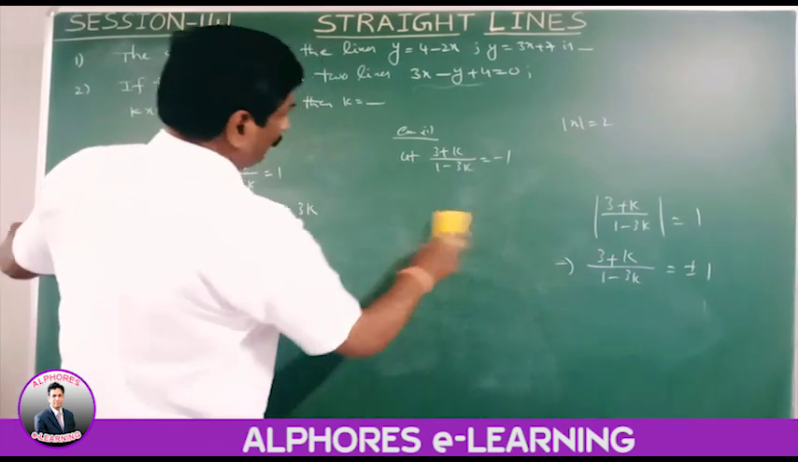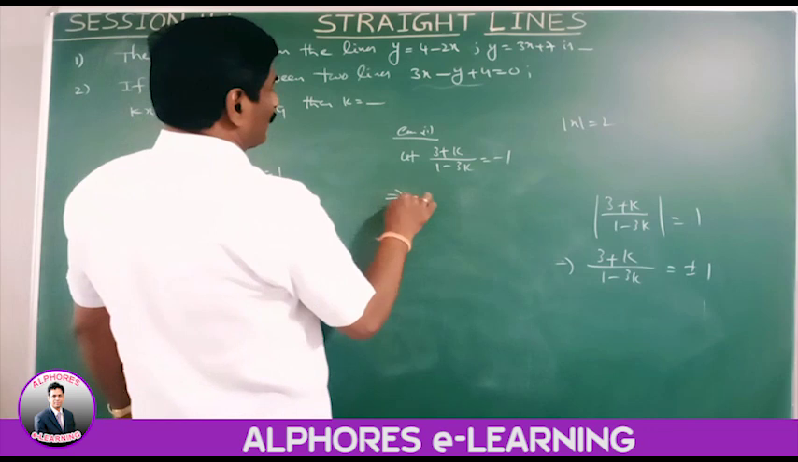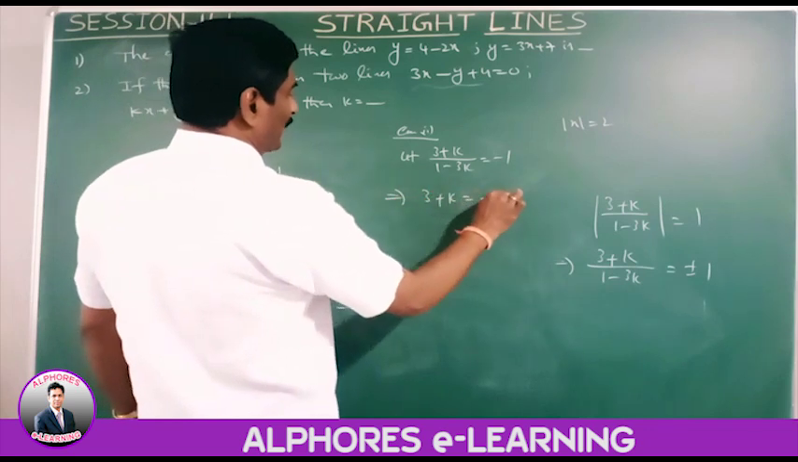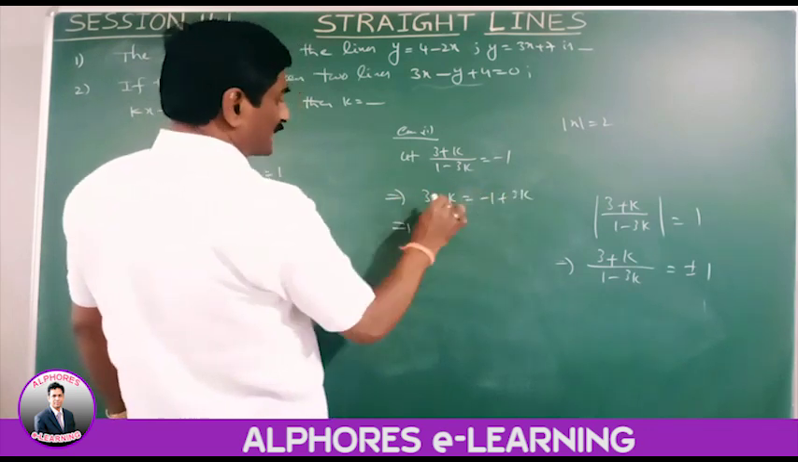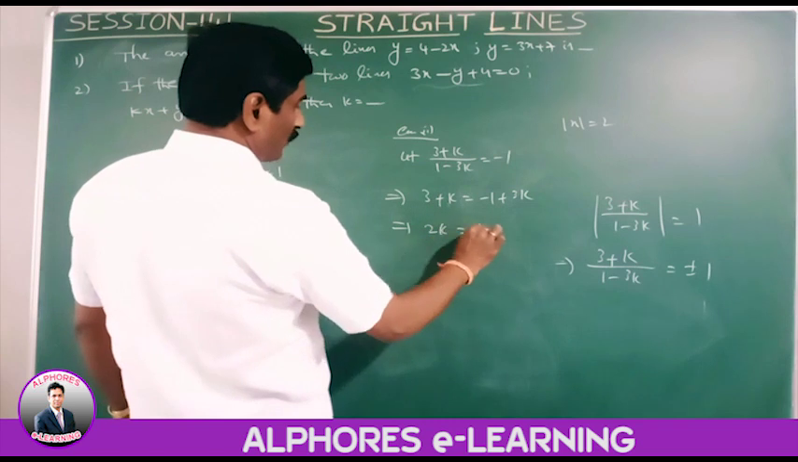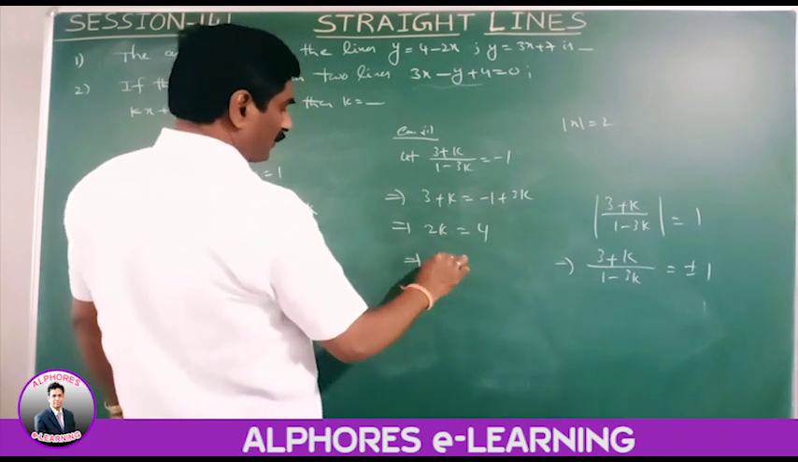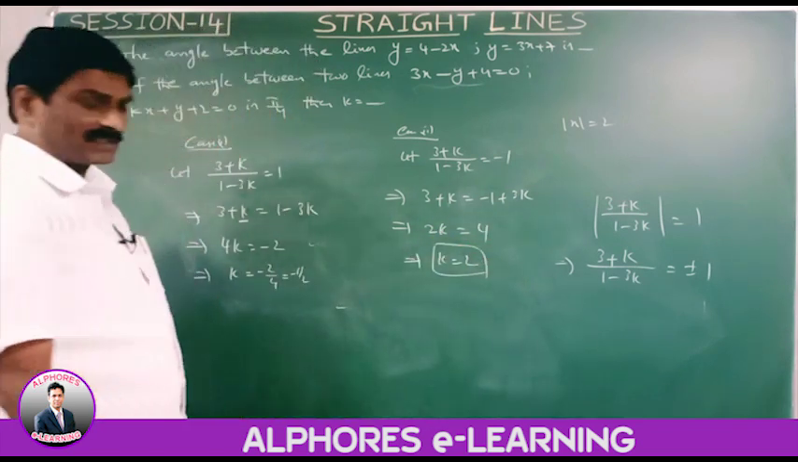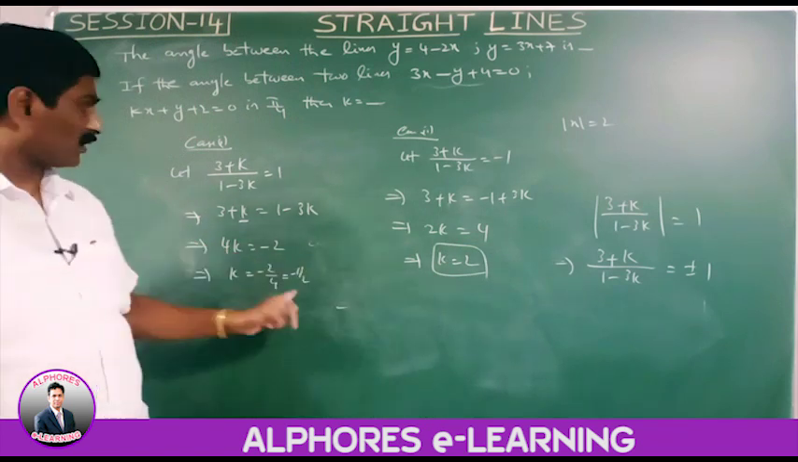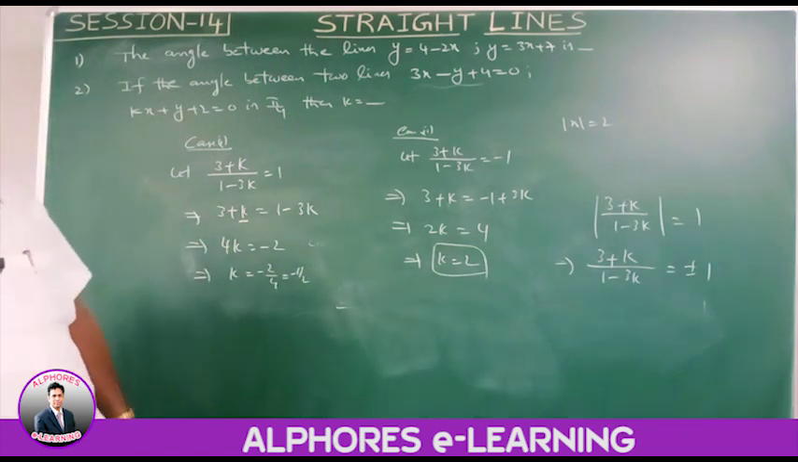Next case. In this case, 3 plus k is equal to minus 1 plus 3k. Move this k to the RHS. 2k is equal to 4. Okay, k is equal to 2. Finally, we get k is equal to 2 or k is equal to minus 1 by 2. Please note these values.